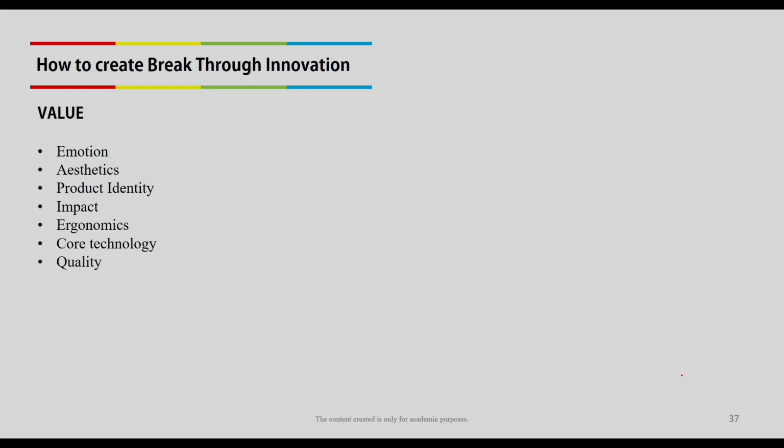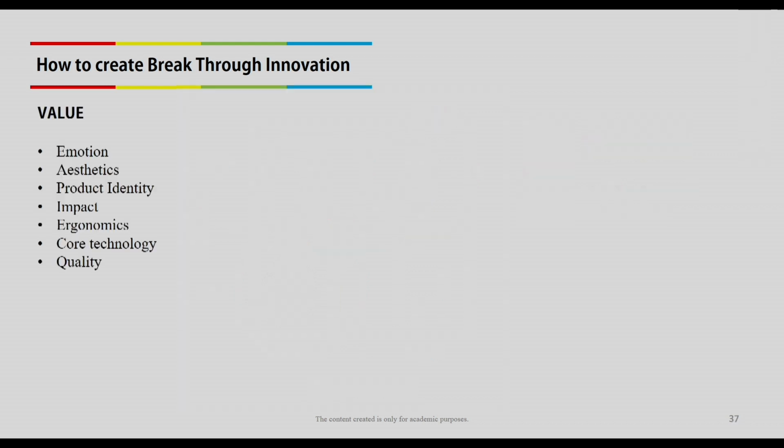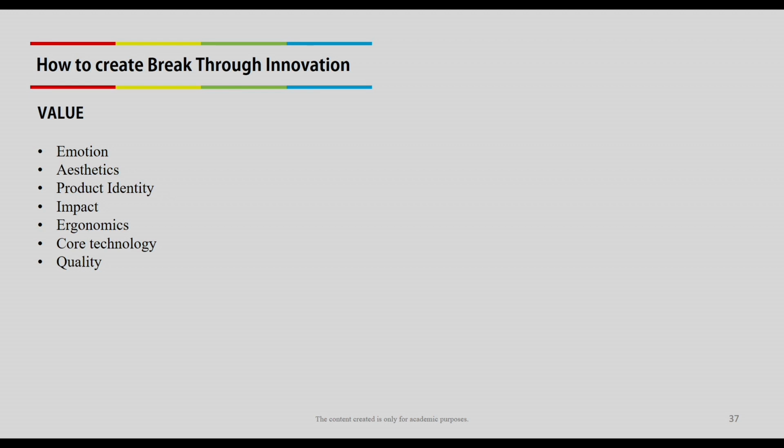The goal must be to keep cost low, profits moderate and sell in mass quantities. But the problem is that products in the lower left corner also have more features. So, a true design sense is required to move from this quadrant to the upper right. If we would like to add value to a product, we have to add emotion, aesthetics, product identity, impact, ergonomics, core technology and quality.